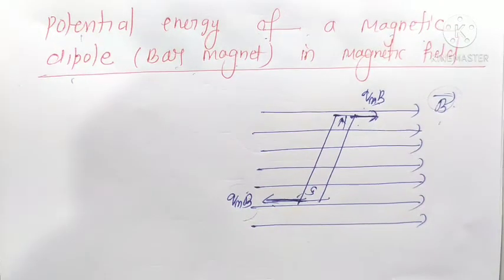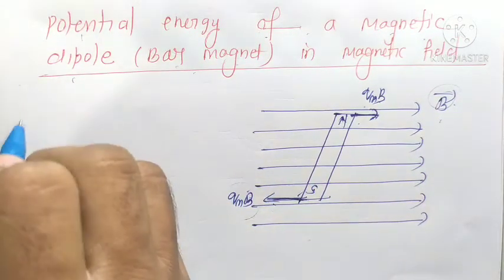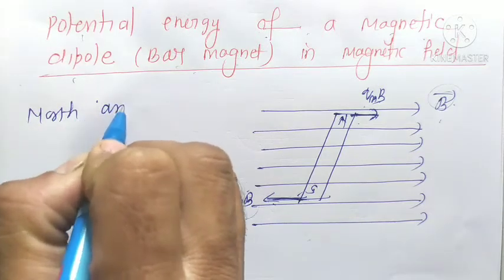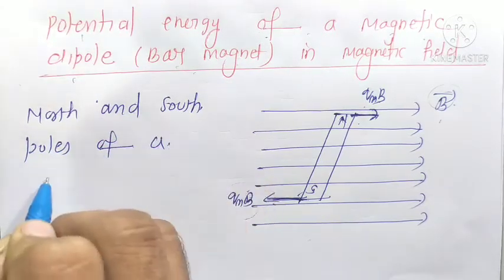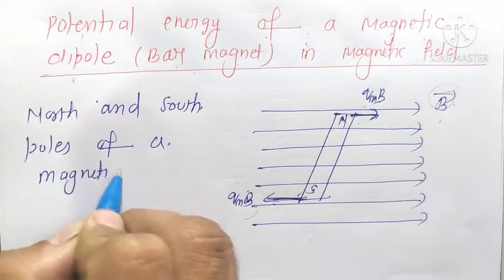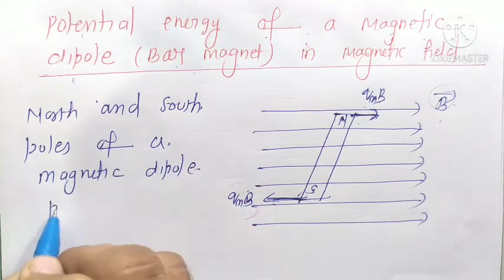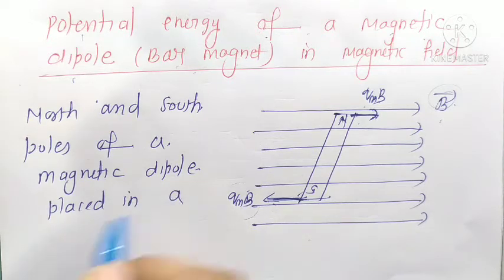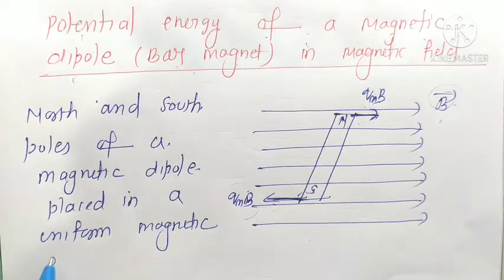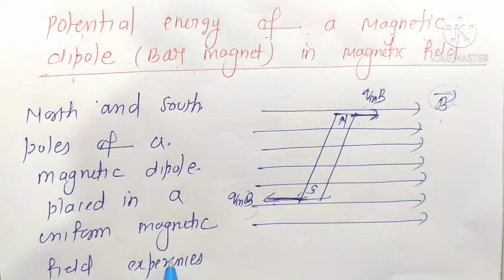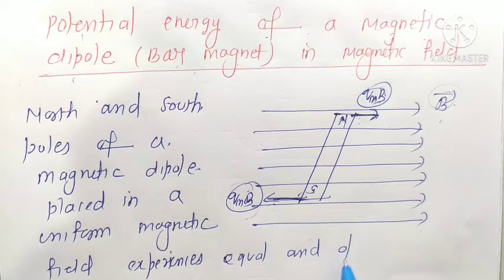Due to which torque is produced. The north and south poles of a magnetic dipole placed in a uniform magnetic field experience equal and opposite forces.